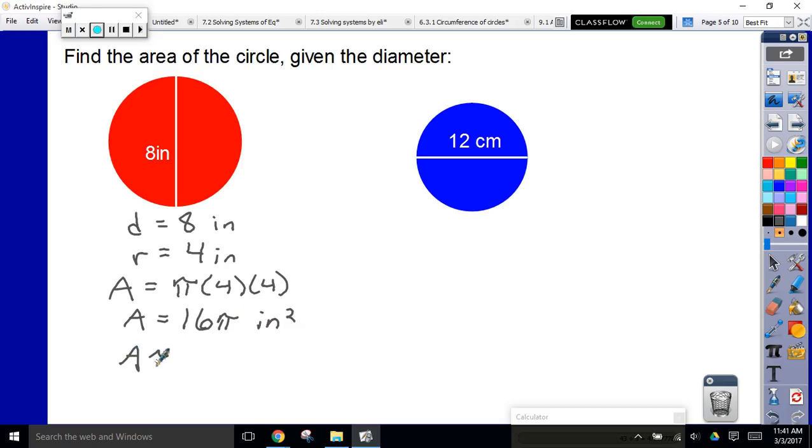Okay, how about the approximate area? Does anyone work ahead and do that yet? Avery? Good. When we multiply 16 times pi, we get 50.24 square inches.